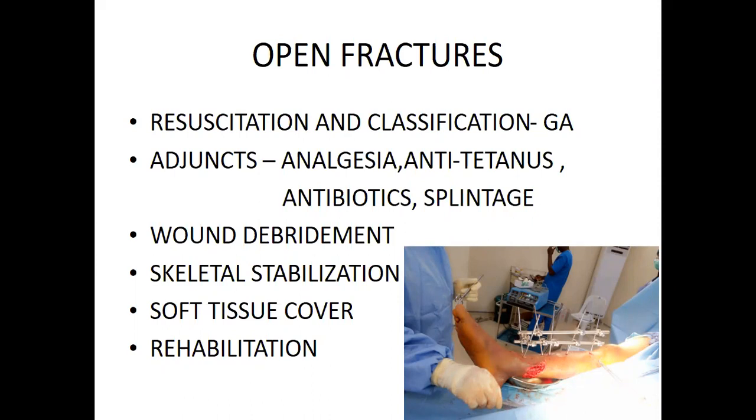So for Gustilo 1, you use about 3 liters. For Gustilo 2, you use 6 liters. Then for Gustilo and Anderson type 3 open fracture, you use 9 to 11 liters of normal saline. Then stabilize your bone. You reduce the fracture and then use implants. We use implants that are placed outside, and those implants are called external fixators.